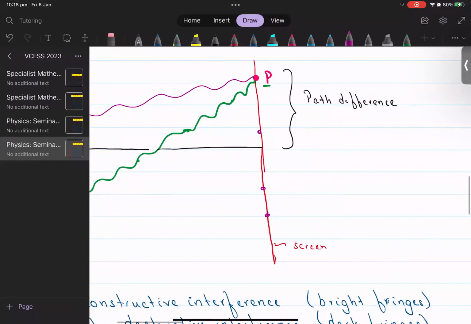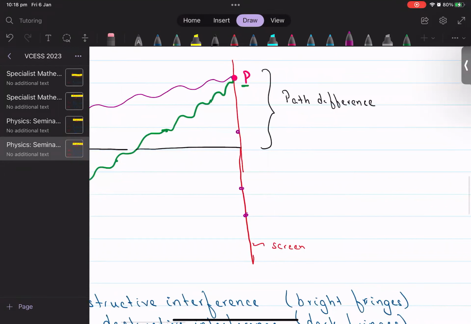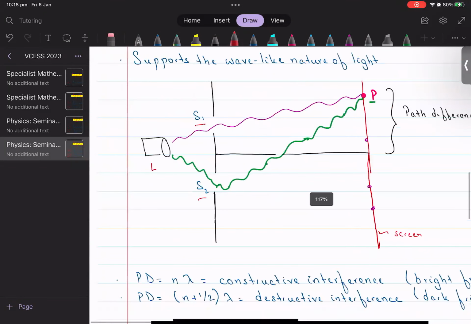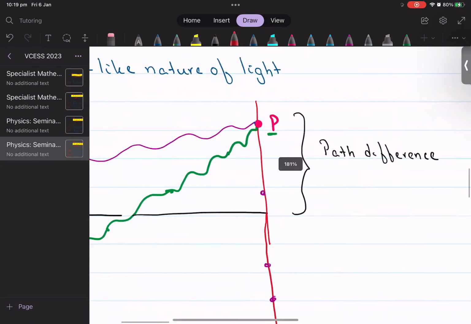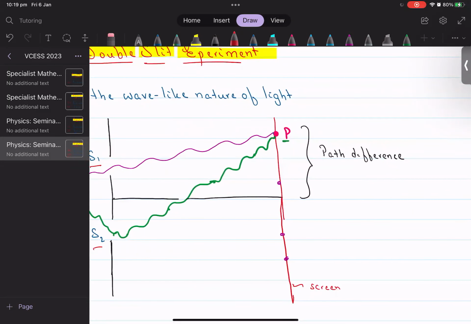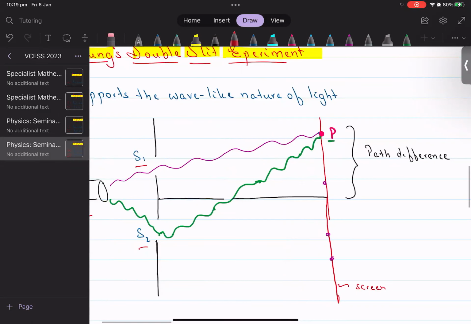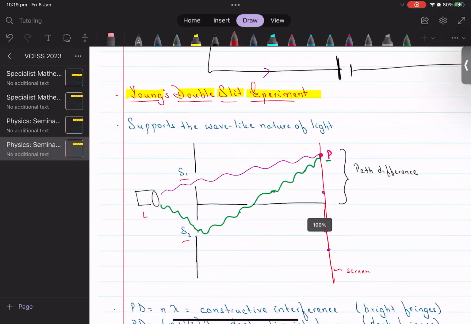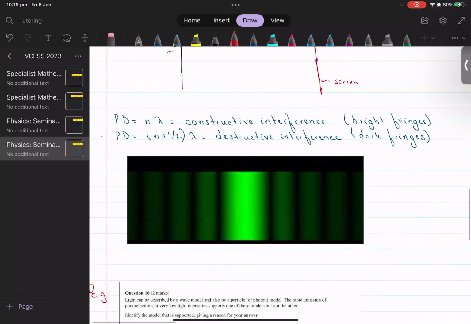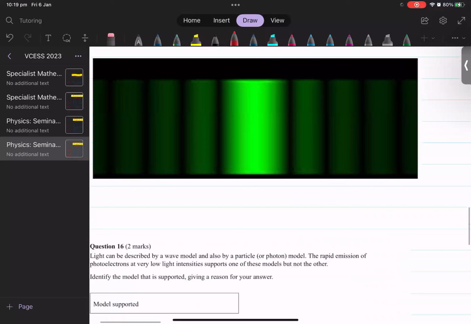Now, at some points you will see waves, here if we assume that light comprises waves. So before we do that, let's consider what happens if light was just a particle. If light was just a particle, it would only go through one of these slits and just deposit there. But that's not what happens. Instead, what we see is something that looks like this.